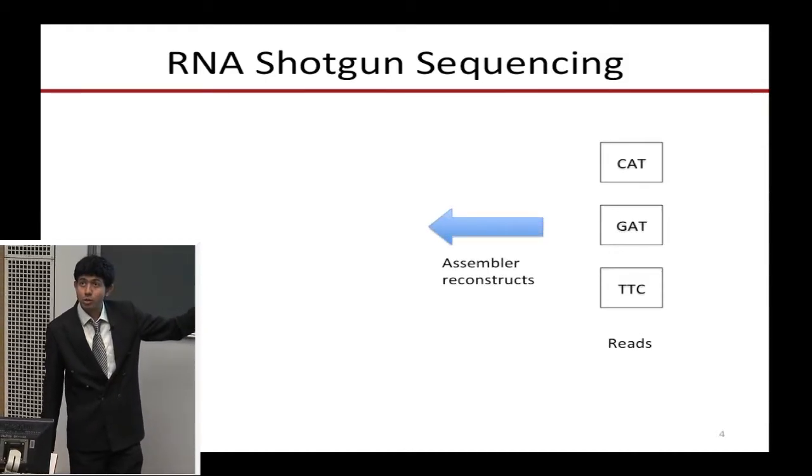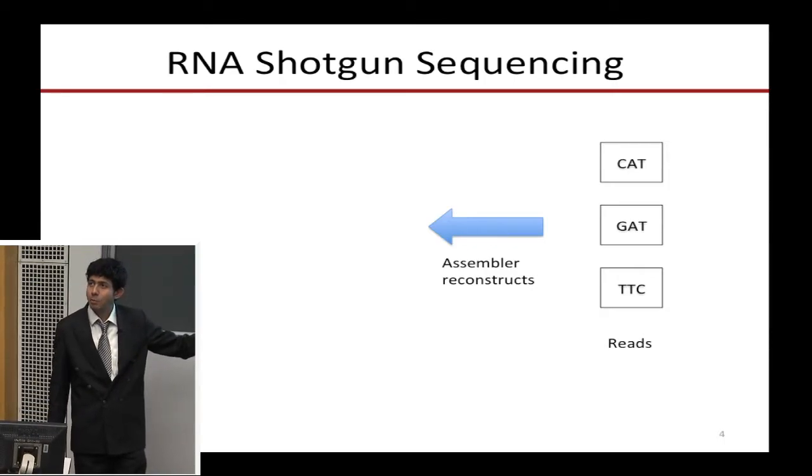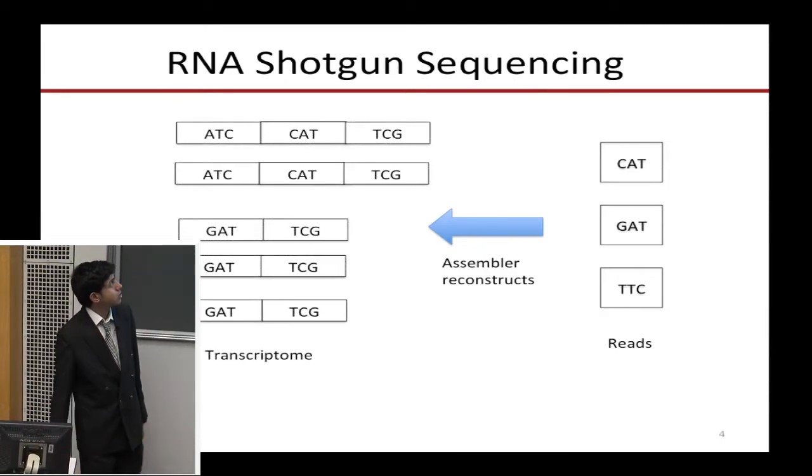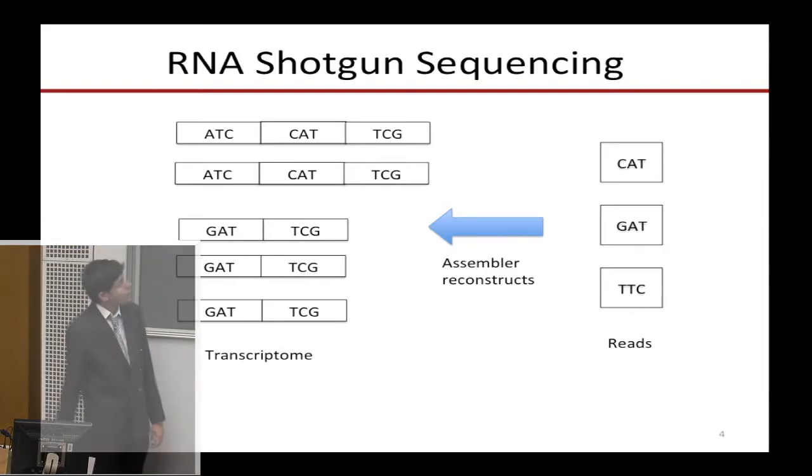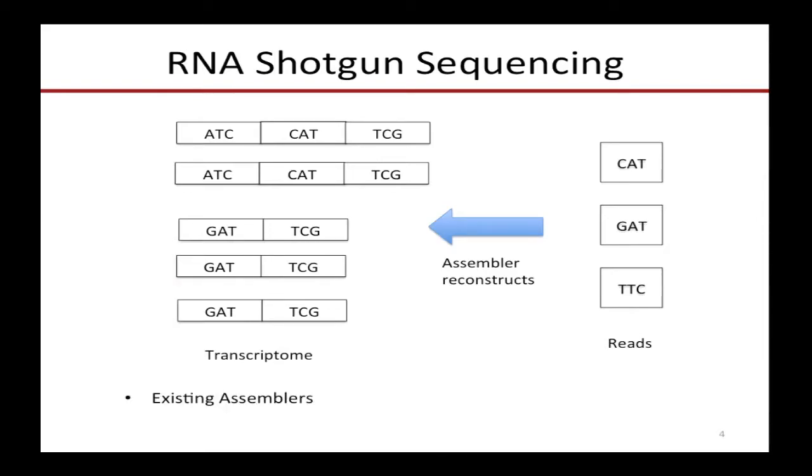The set of reads is fed to software called an assembler, and the assembler takes these reads and tries to reconstruct the list of transcripts. This is the portion I'm interested in: how to develop the assembler. The assembler is a software program which takes in these reads and creates the transcriptome. There are many existing assemblers. Some are genome guided, which means they use the knowledge of the DNA to reconstruct the RNA. Some are de novo, which means they don't use the DNA, so they are basically side information free. These are the names of popular assemblers that are used.